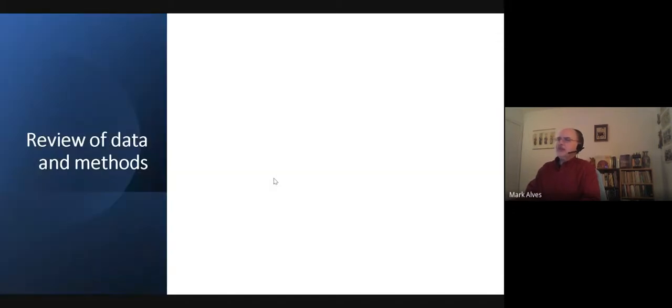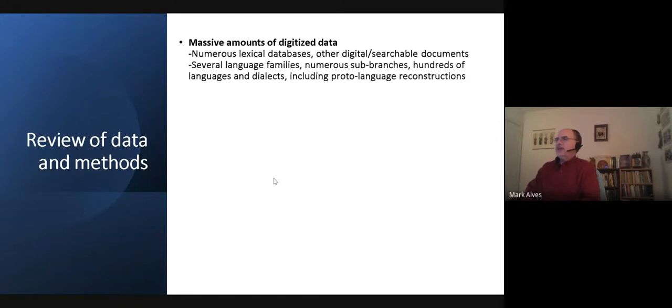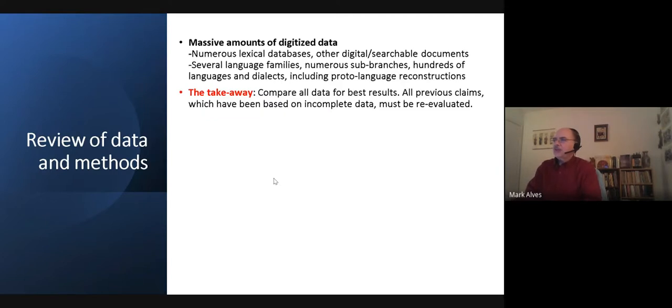And so let's review these data and methods. We have massive amounts of digitized data, right? You saw that database and you can search through it. And we're talking about several language families. So we've seen Sino-Tibetan, Austroasiatic, Austronesian, Hmong-Mien, Thai Kadai, even over in India. And there are many sub-branches, hundreds of languages and dialects, and the proto-language reconstructions. Okay, so this is the data. Compare all data for best results. All previous claims which have been based on incomplete data must be reevaluated.